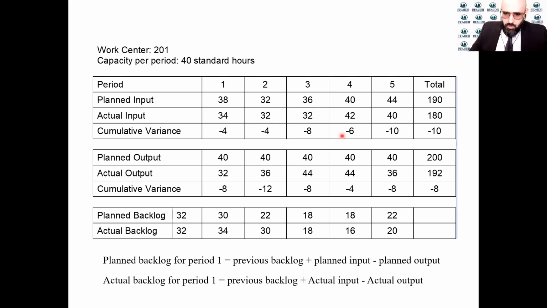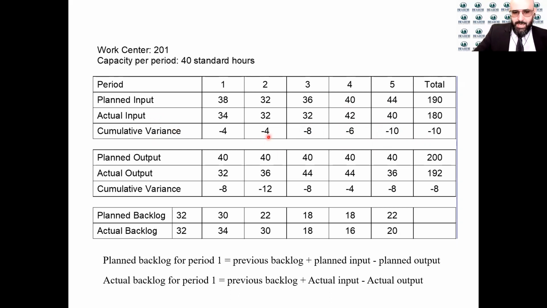Now moving into here, we will have 42 minus 40. So we added 2 extra units. That would take care of part of the 8 and reduce it to 6 units short. Now for the last period, it would be 40 minus 44. That will give you 4 units short, plus 6, that will give you a 10 units short in the input between the planned versus the actual.